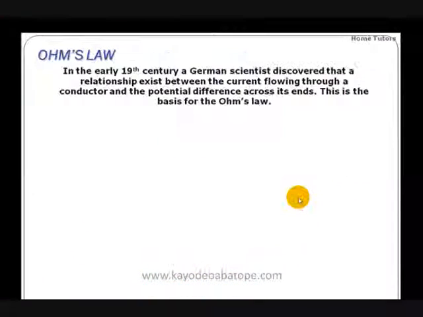Now let's look at Ohm's law a little bit.